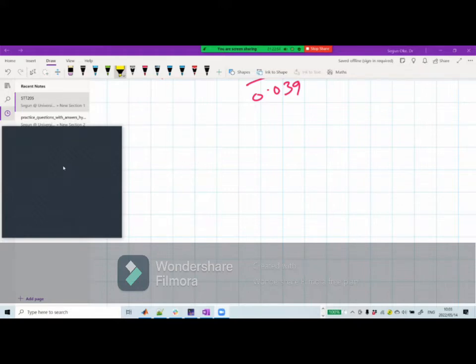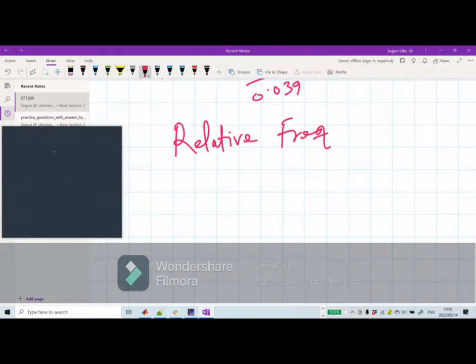Now, another interesting area is the relative frequency distribution.